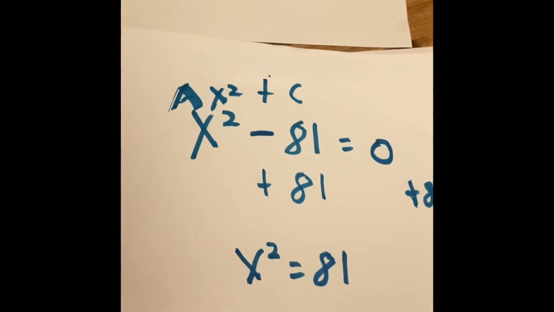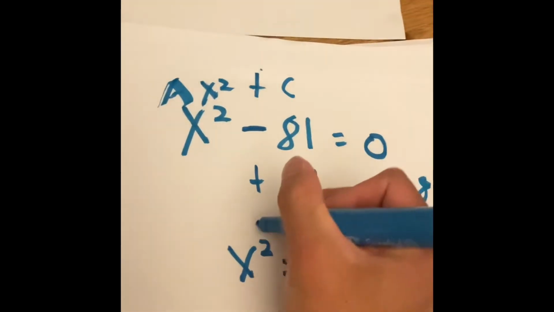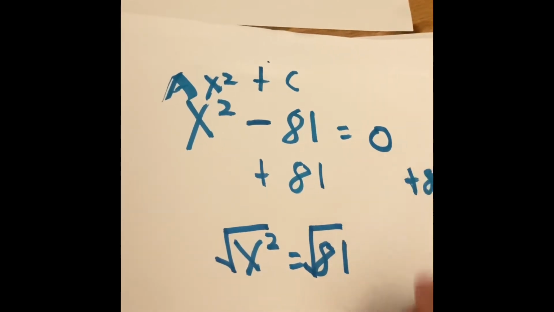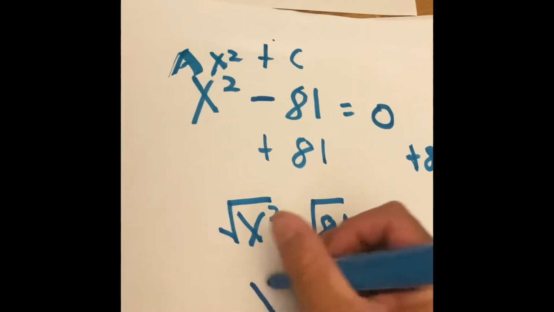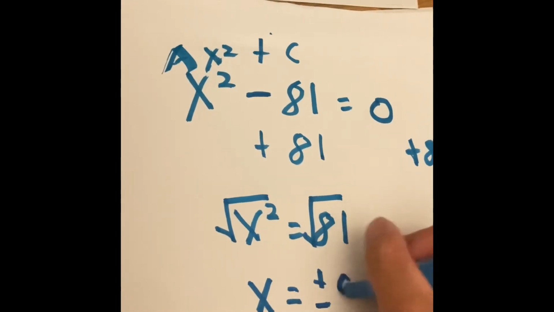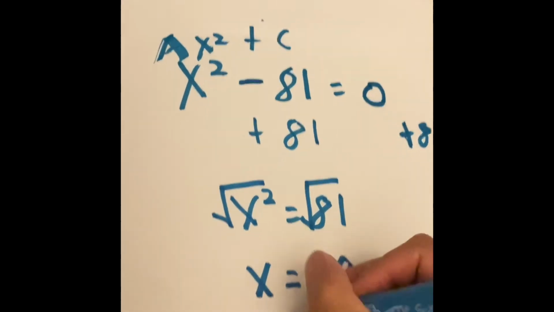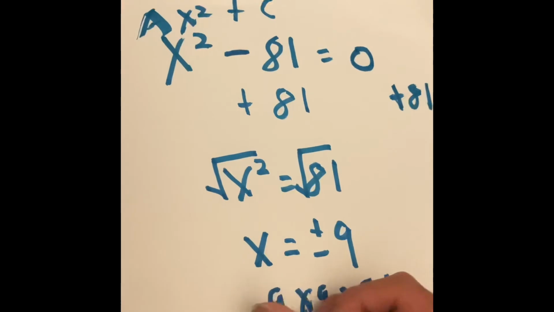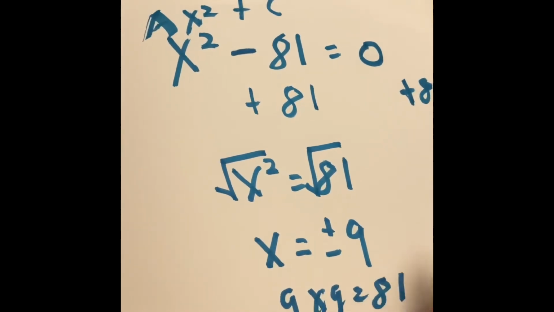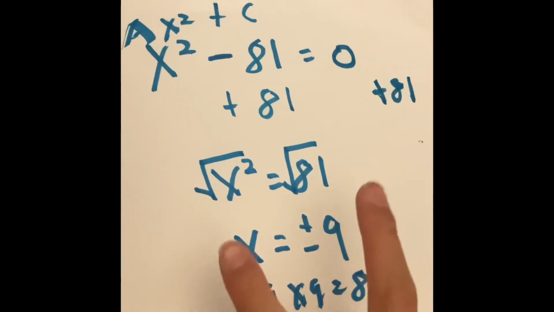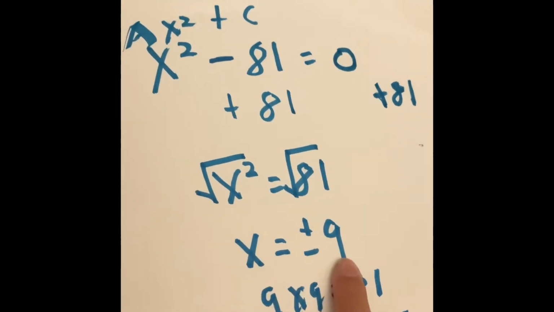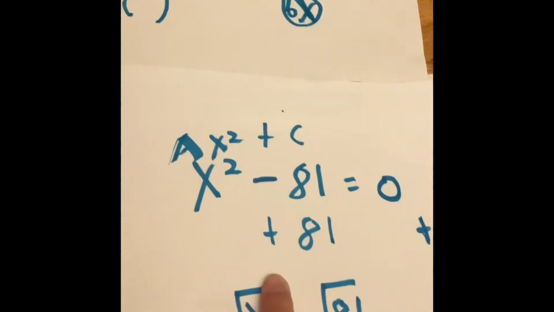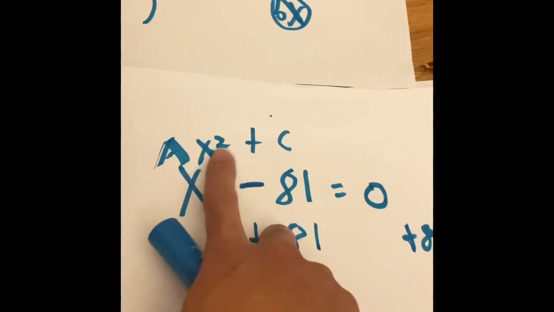In order to find out what x is, we square root the x squared and square root the 81. When we do that, we get x equals positive or negative 9. That's because 9 times 9 equals 81, and negative 9 times negative 9 equals 81. So there are two answers, 9 and negative 9. The right method works because the problem follows the rule ax squared plus c.